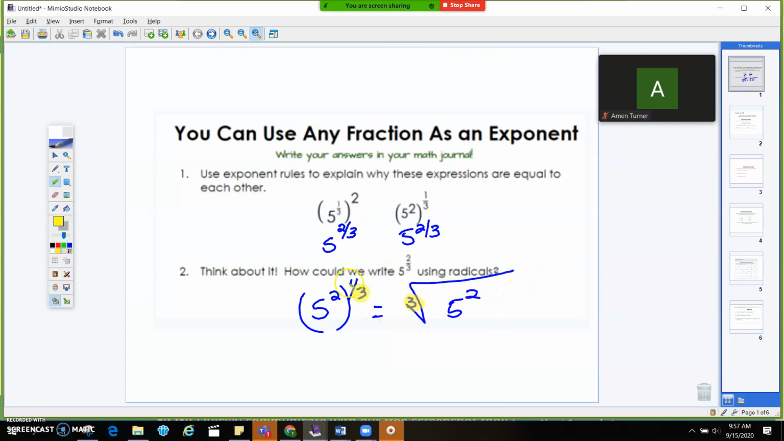I want you to keep in mind though, this is the way that you're going to have to write it, or type it into your calculator. You can't type it this way into your calculator. You got to do it this way. That's why this is important to know, because when you do type it into your calculator, you got to put it in this way.